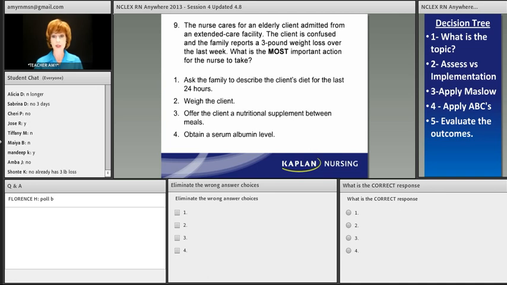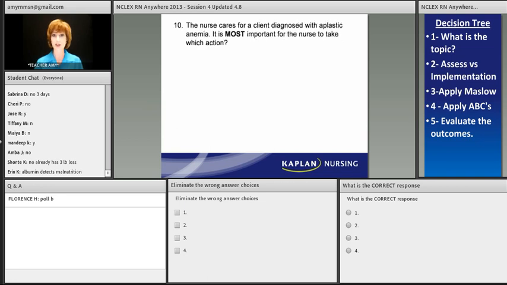Obtaining a serum albumin level is the correct answer. That will give us a good indication of their nutrition status for at least about the last 2 weeks. All right? So number 4 is the correct answer for question number 9.